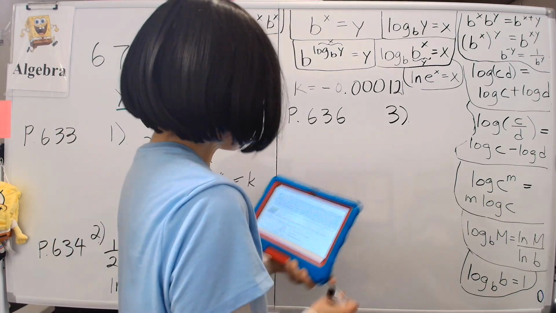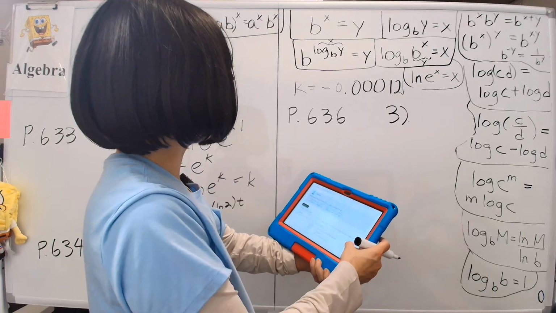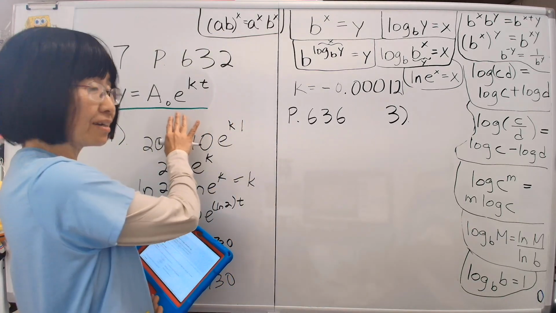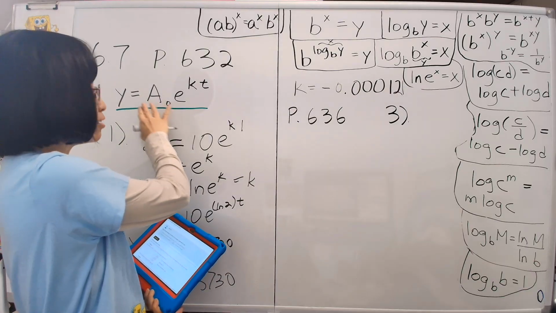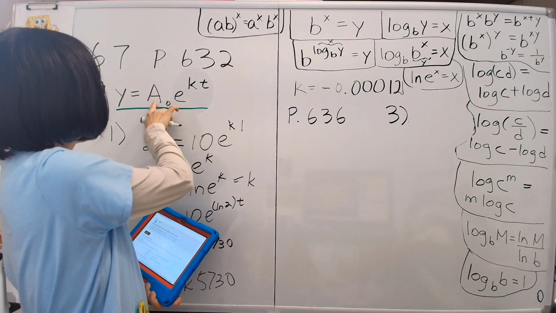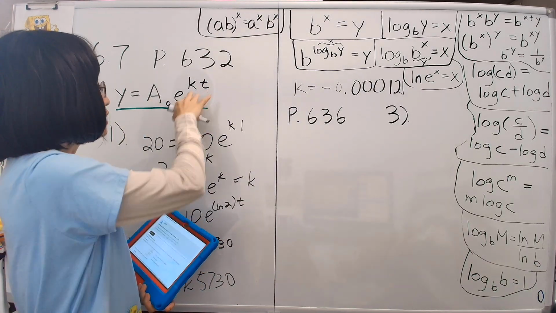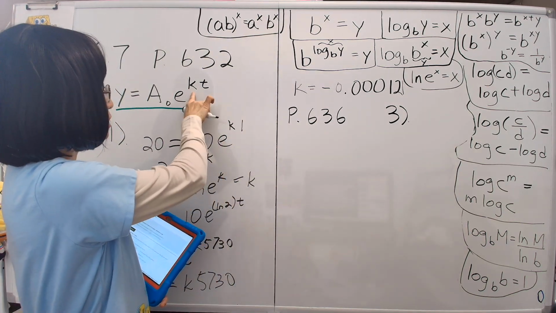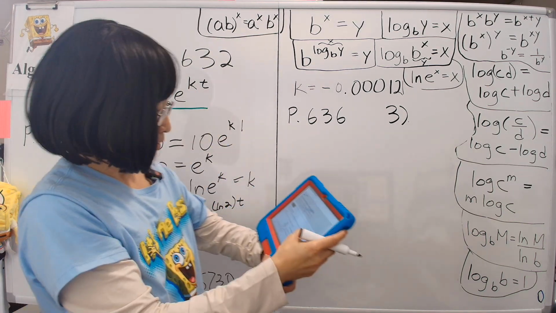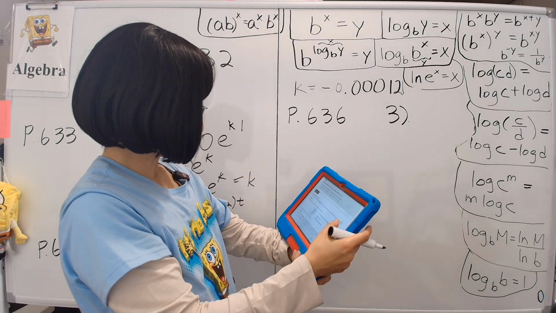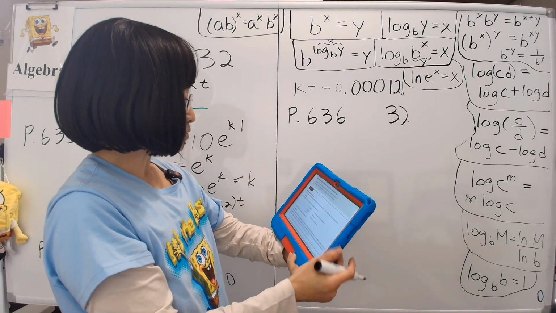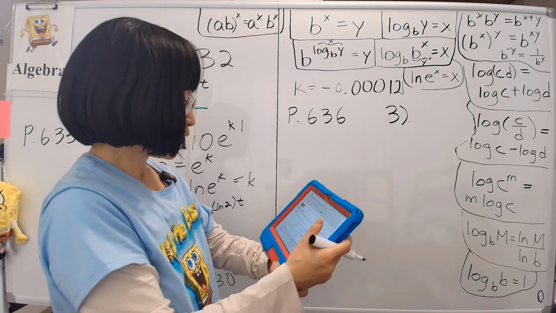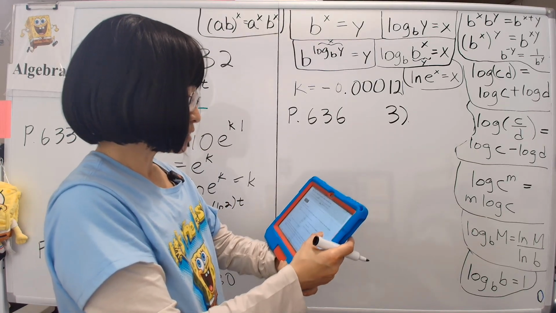Next, let's look at example 3 on page 636. We're still using this formula right here, okay? That is the growth or decay rate, doesn't matter, A0e to the power kt. K is the rate of growth or decay. If it's growth it is positive, if it's decay it is negative. So having said that, let's look at what this wants. It says a bone fragment is found that contains 20% of its original carbon-14. So how old is it?